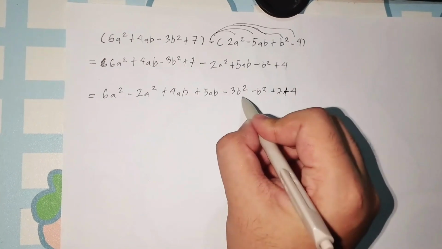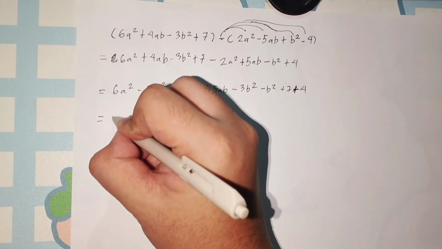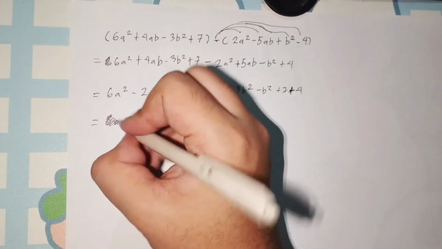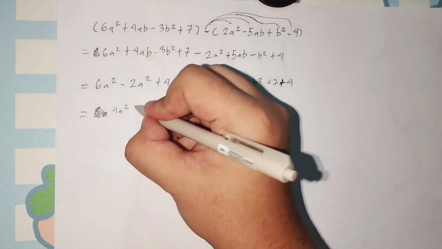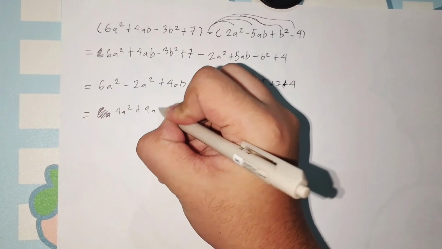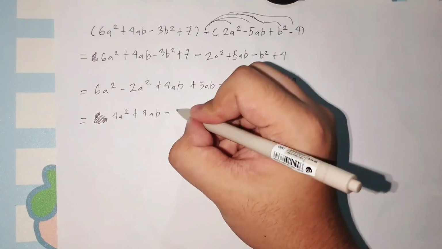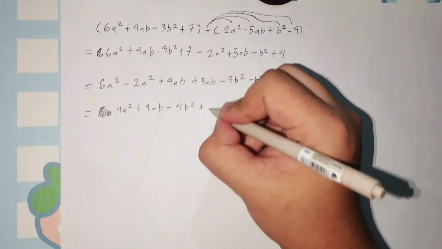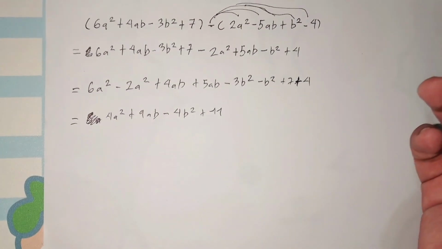Now, after that, we will start merging or adding them. So, 4a squared plus 9ab minus 4b squared. And lastly is 11. There you go. Now that we're done, we need to double check our solution.